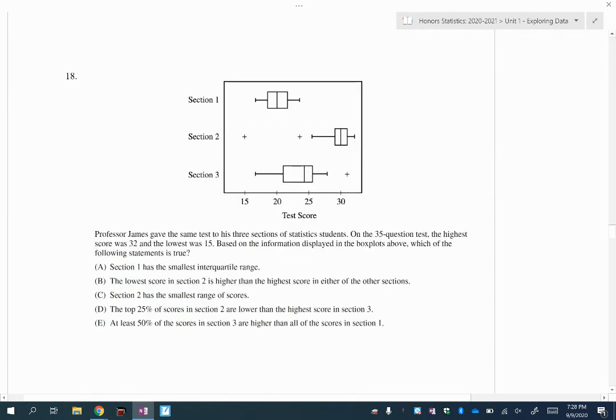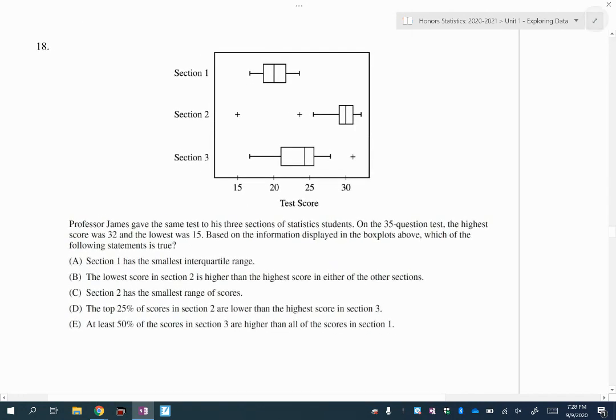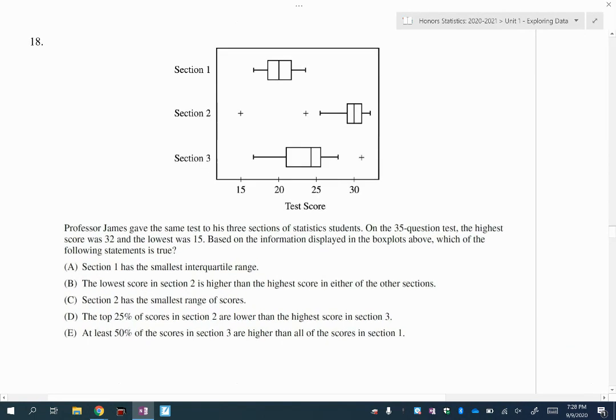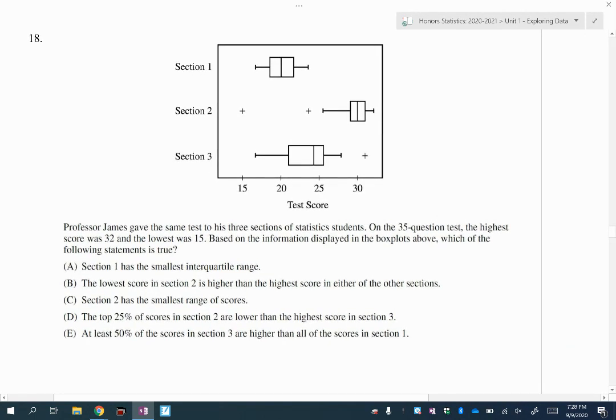Okay, 18. So 18 says another problem of comparing side-by-side box plots, this time horizontally. We have a professor that gave the same test to 3 sections of stat students. On the 35-question test, the highest score is a 32. So you can see right up here, right there.